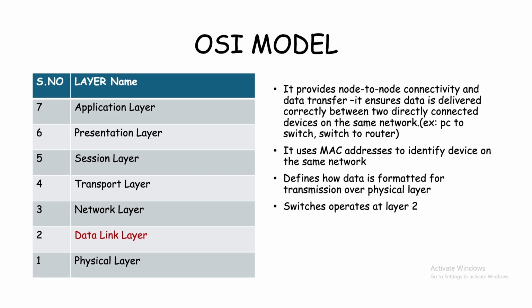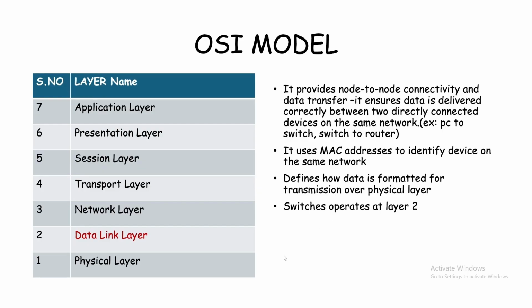The data link layer is responsible for node to node transfer, which means it ensures the data is delivered correctly between two directly connected devices on the same network. For example, PC to switch. It also uses MAC addresses to identify devices on the same network, and it detects the errors that occur in the physical layer, and may request retransmission.